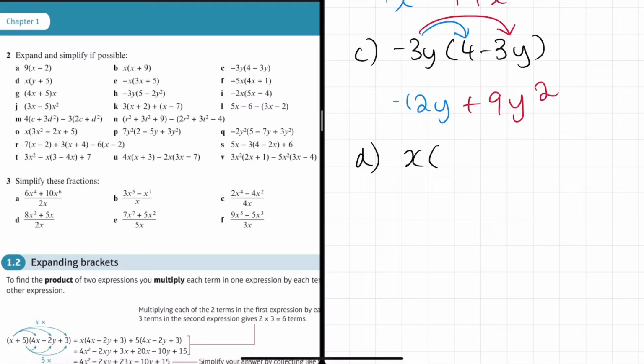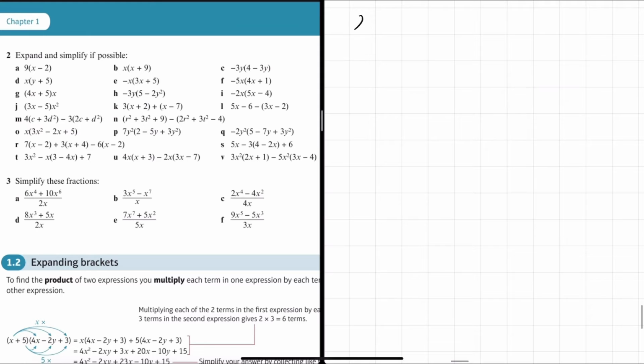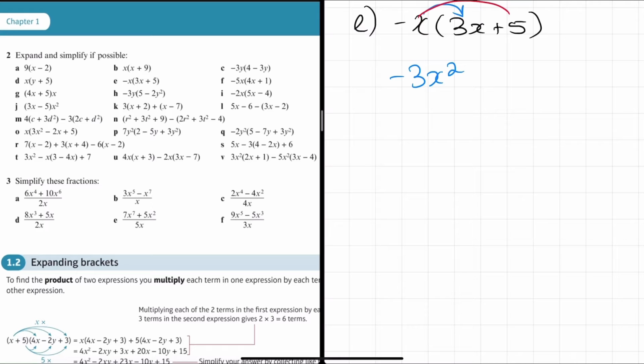D. X times y plus 5. So x times y is just xy, and x times 5 is 5x. E. Minus x times 3x plus 5. Minus x times 3x is minus 3x squared, and minus x times 5 is minus 5x.